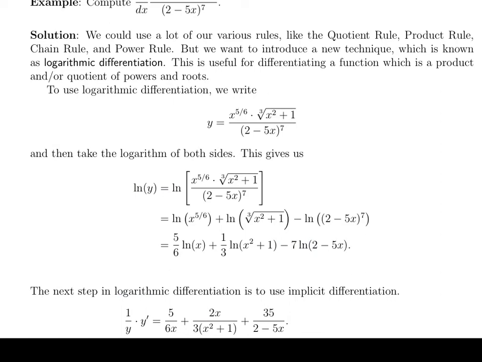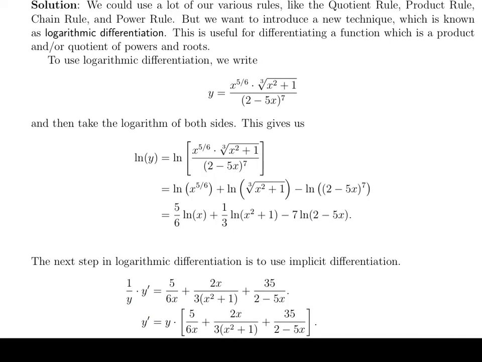So now let's think about what we've got here. We've computed a derivative. Our goal is to solve for y prime. So let's get that y prime by itself on one side of the equation. We can accomplish that by multiplying both sides by y. That will isolate the y prime on the left-hand side. Okay, so when we multiply by y, we'll get this expression.